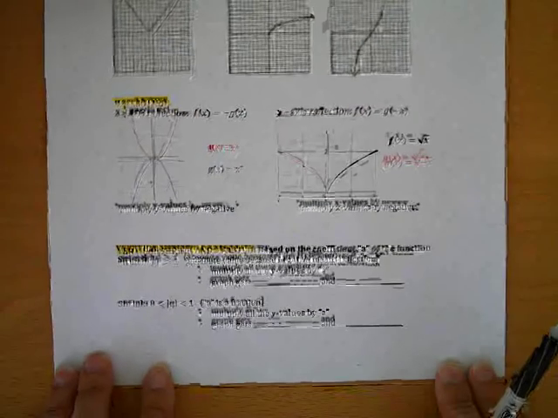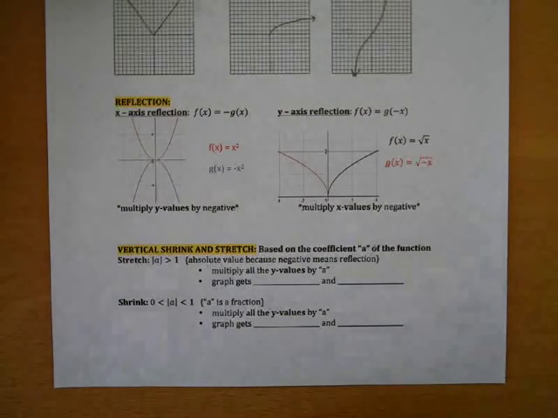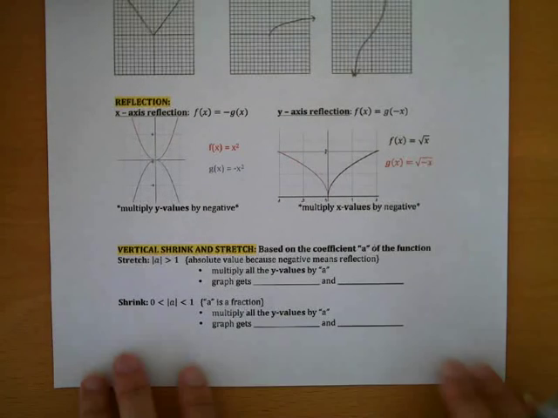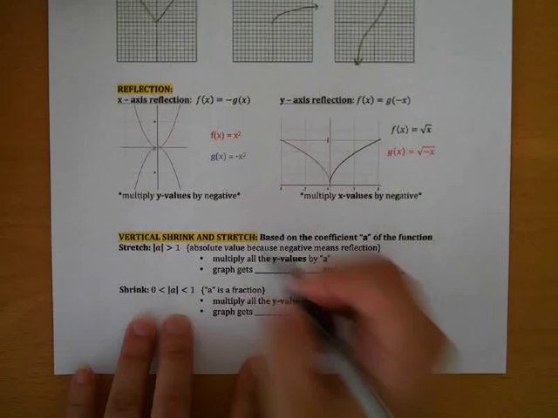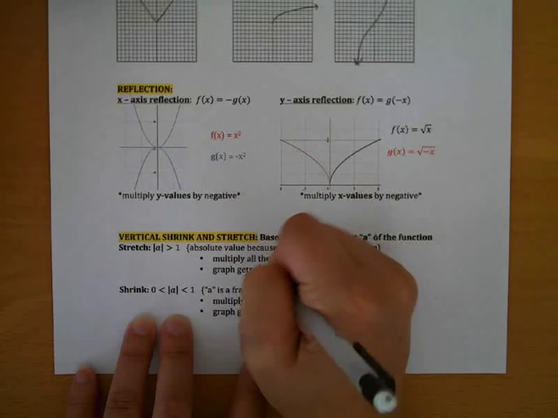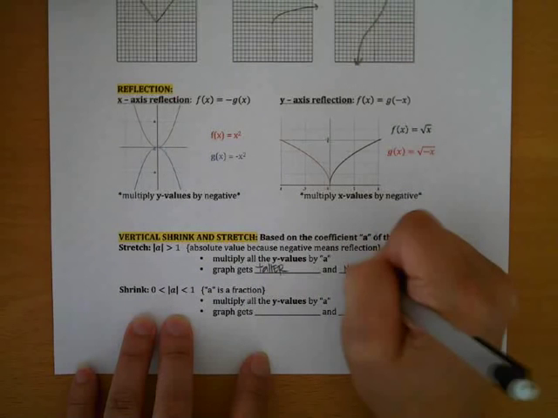The next part is the vertical shrink and stretch. So this depends on what the number is in front of that equation. We're going to take the absolute value, since negative again means reflection. So if that number in front of your equation is bigger than 1, it's called a vertical stretch, meaning that you're going to be multiplying all of the y values by that number a. So the graph is going to get taller and narrower.